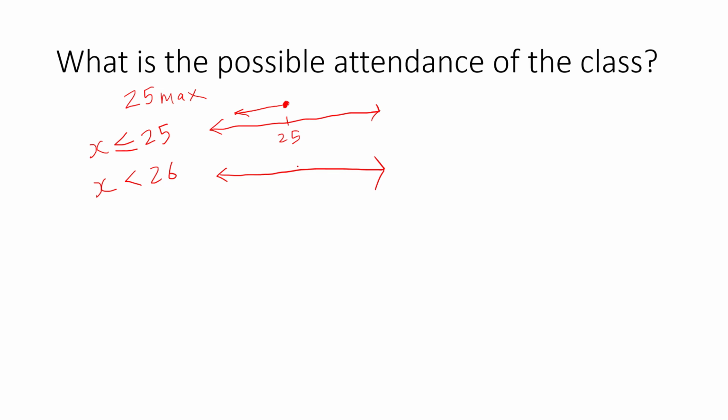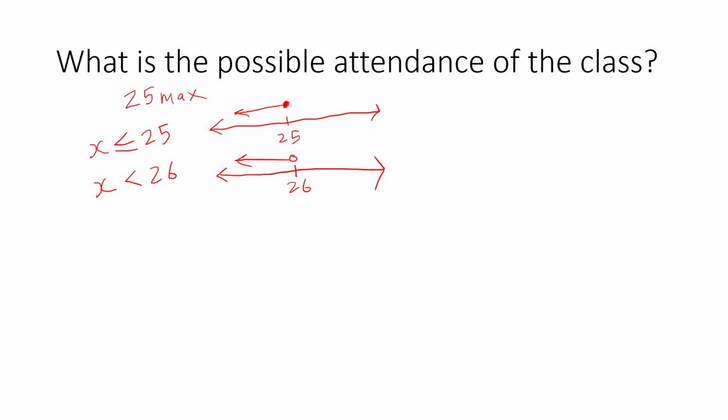So let's write 26 here. Now, because it is smaller than rather than smaller or equal to, we use a circle. Why do we use a circle? Because it does not encompass the number that we are focused about. So this is how you represent smaller or equal to and smaller than.